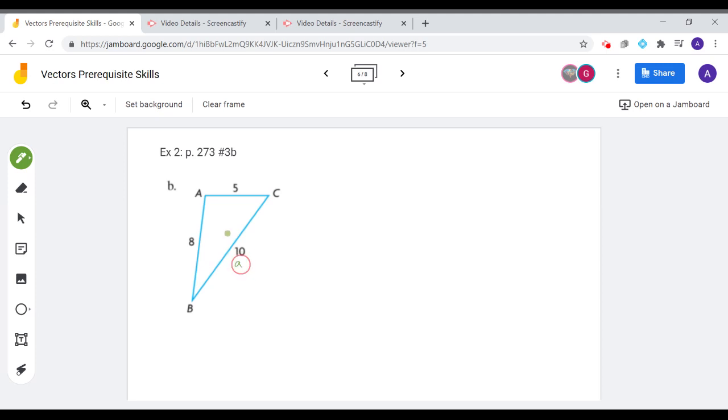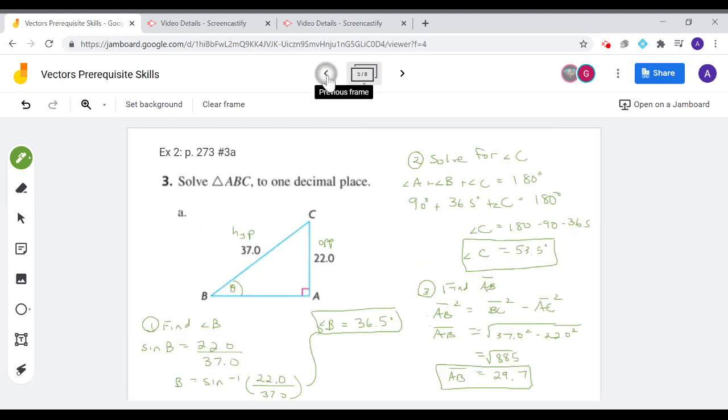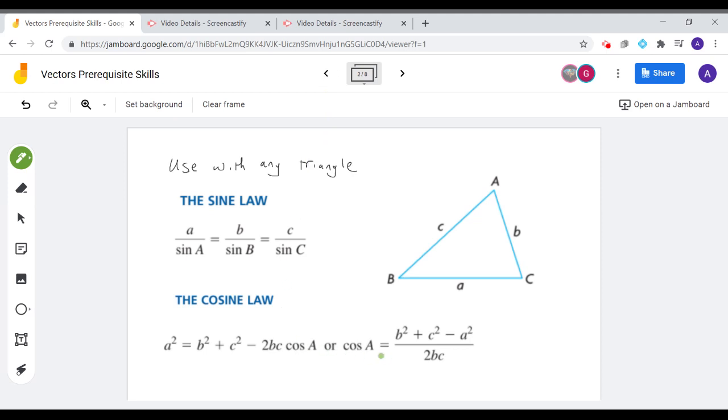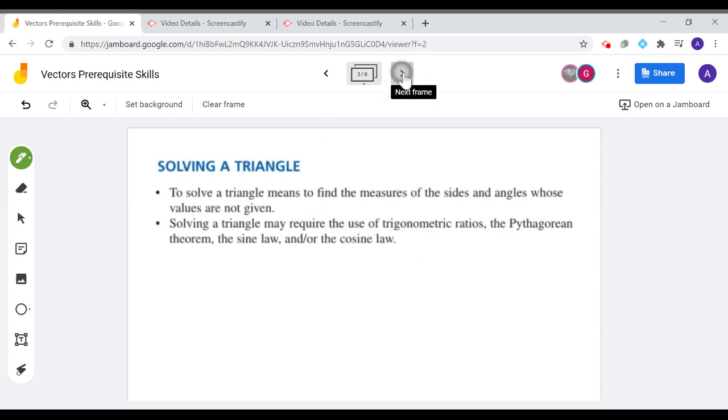This is labeled A because it's across from angle A. This side is labeled B because it's across from angle B, and this side is labeled C. And I'm going to start by trying to find angle A. So I'm going to use cosine of A equals A squared. So if we go back to here, you can see our cosine law. Okay, cosine of A is B squared plus C squared minus A squared over 2BC.